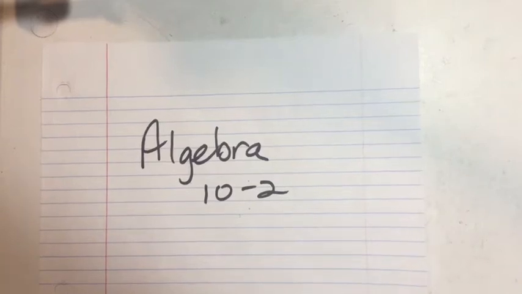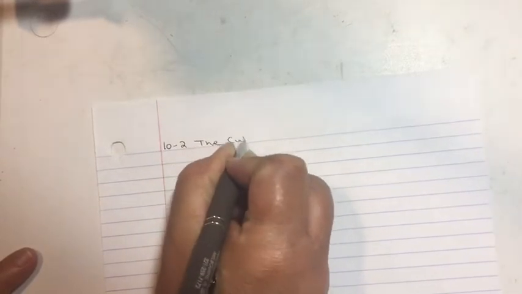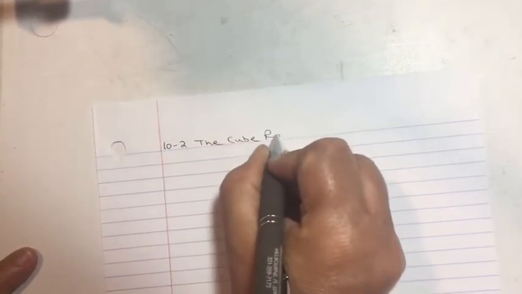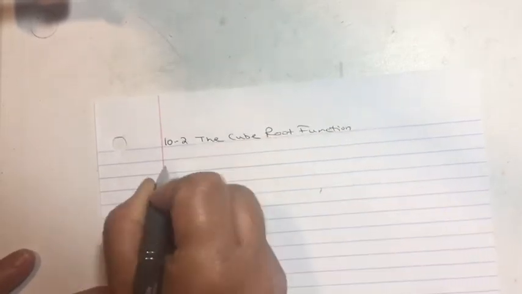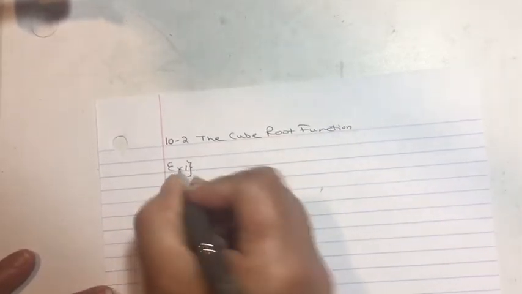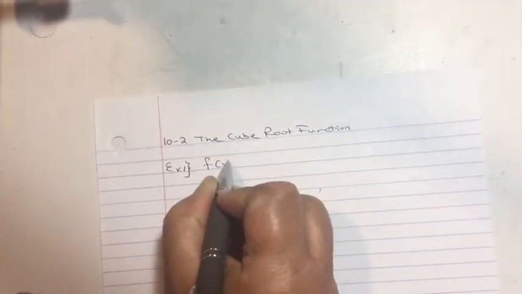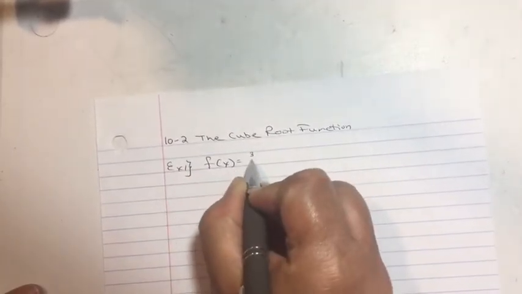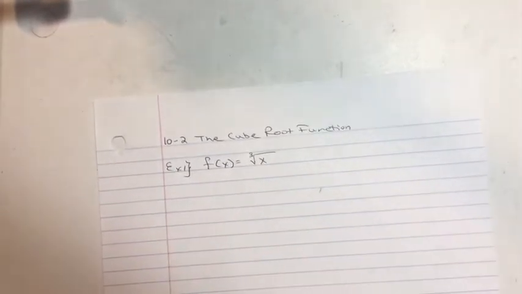Okay, 10-2 is the last type of function that we have to learn this year. It is the cubed root function. So we're going to start off with the parent function like we've been doing on all the others. And it is a cubed root, so it's got a little 3 up there, of x, the cubed root of x.